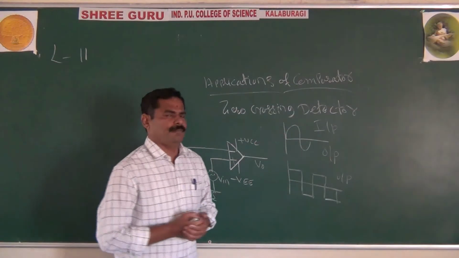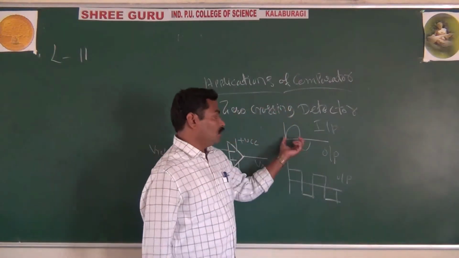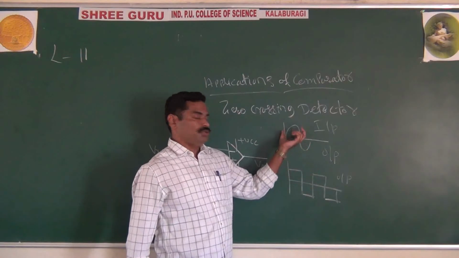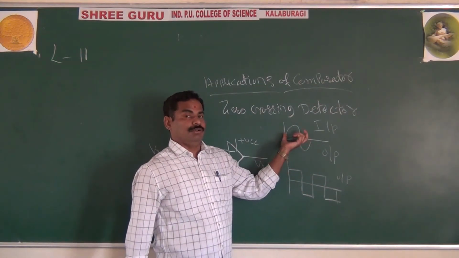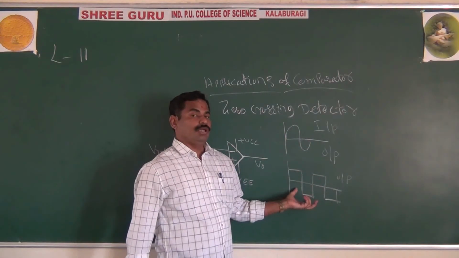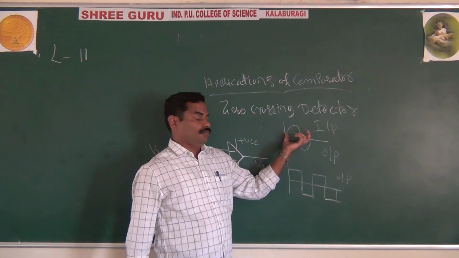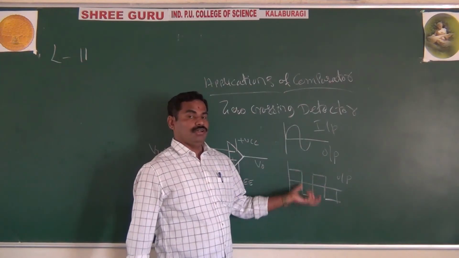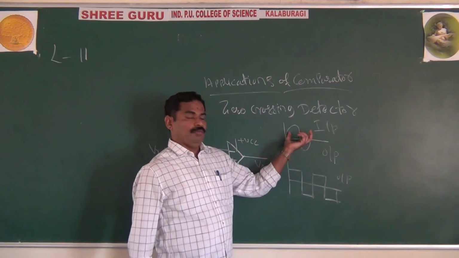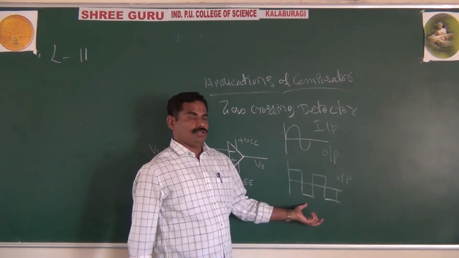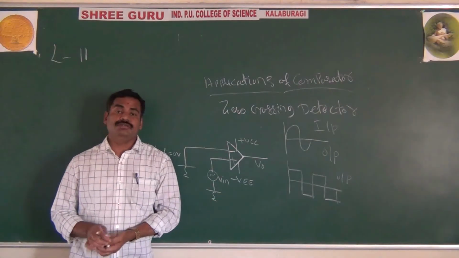That's why I said comparators are used in analog to digital converters. If your input is analog, for example a sine wave, and the example for digital is a square wave, then applying the analog input to the comparator gives a square wave at the output. Input is analog, output is digital. This is in brief about the zero crossing detector.